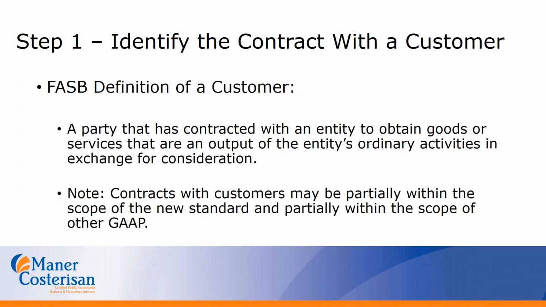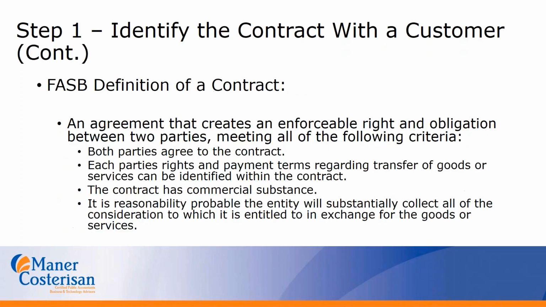In addition, a contract with a customer may be partially within the scope of the new revenue standard and partially within the scope of other generally accepted accounting principles, or GAAP. In this instance, a company will need to determine what portion of the contract needs to be accounted for under the new revenue standard and what needs to be accounted for under other GAAP.